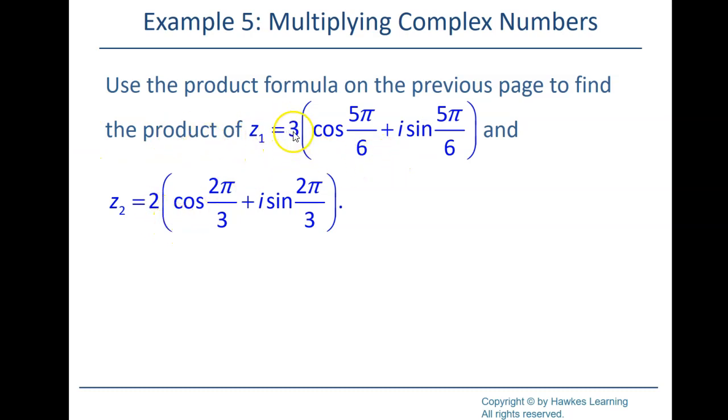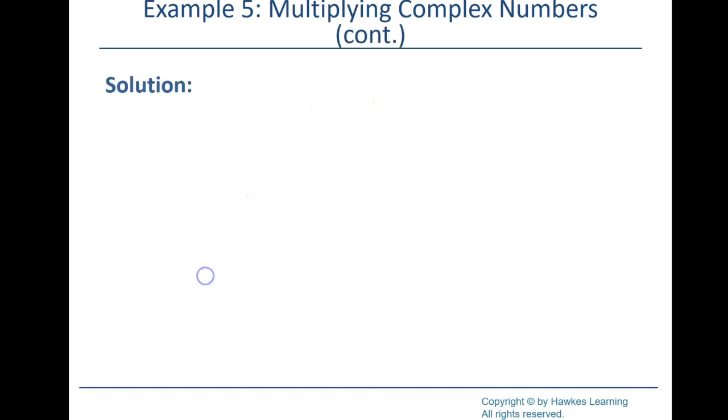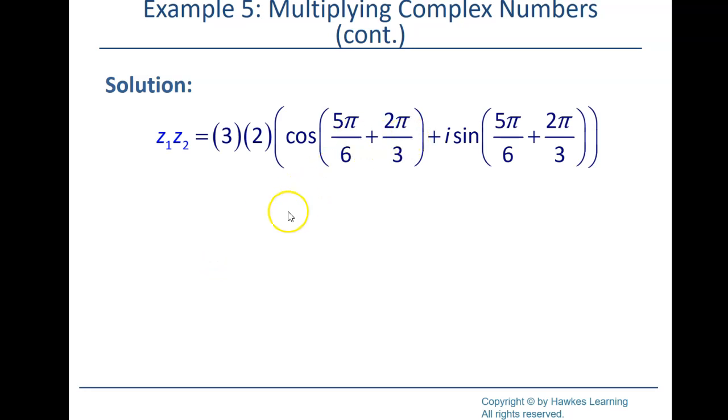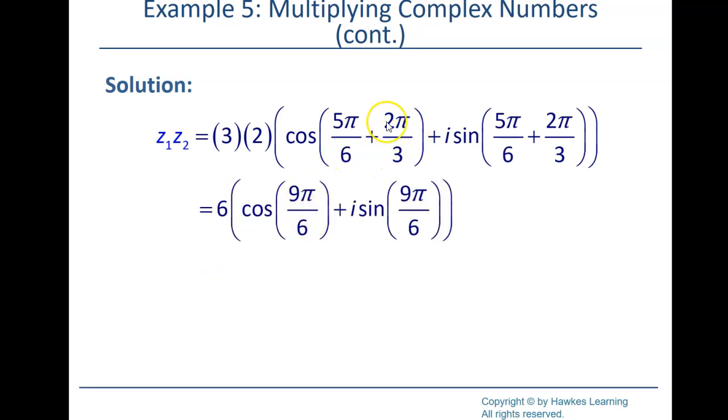3 is our magnitude here, 5 pi over 6 is our argument, and then 2, so our product is going to have 6. And then we're going to add these two angles together. Now, the cosine of 5 pi over 6 plus 2 pi over 3, I'm going to get a common denominator, which is 6. And if I did that, I'd have 4 pi over 6, and that's going to give me 9 pi over 6.